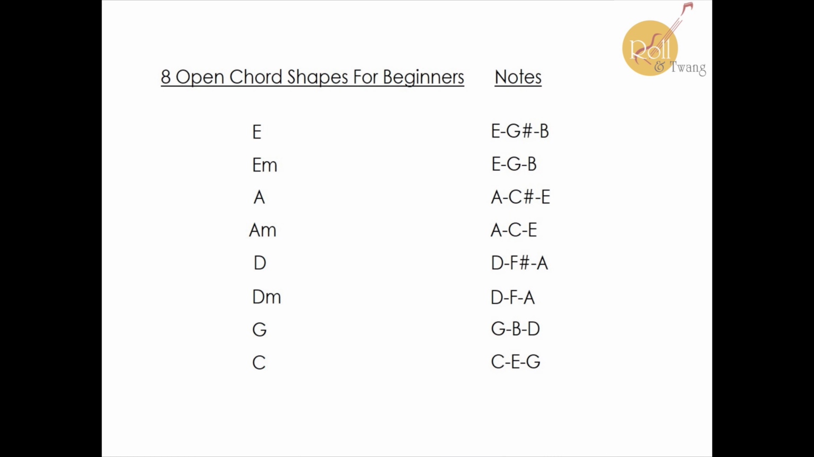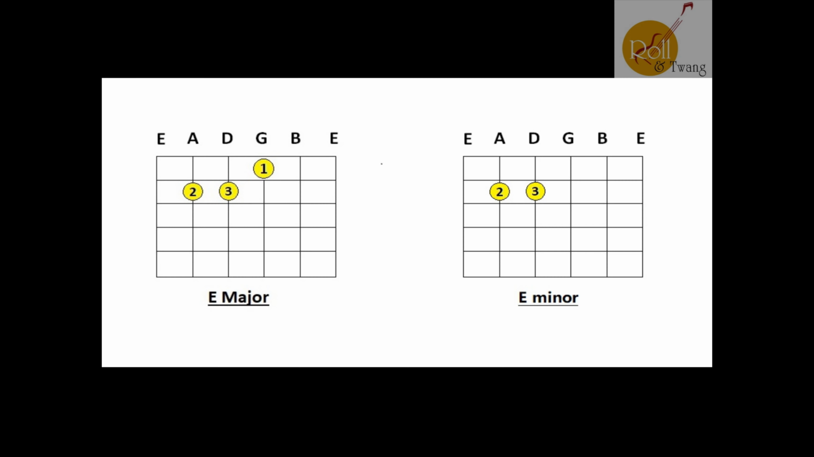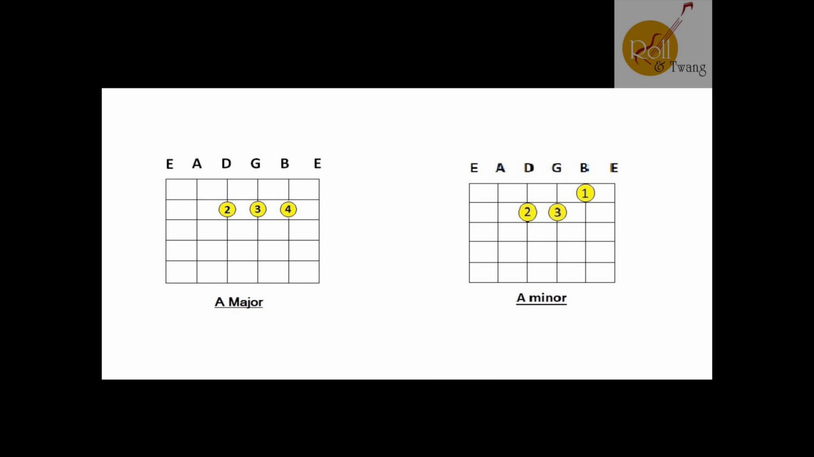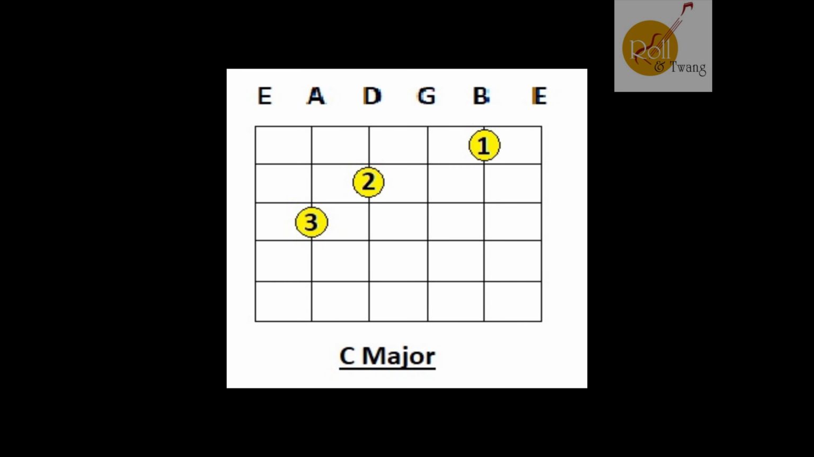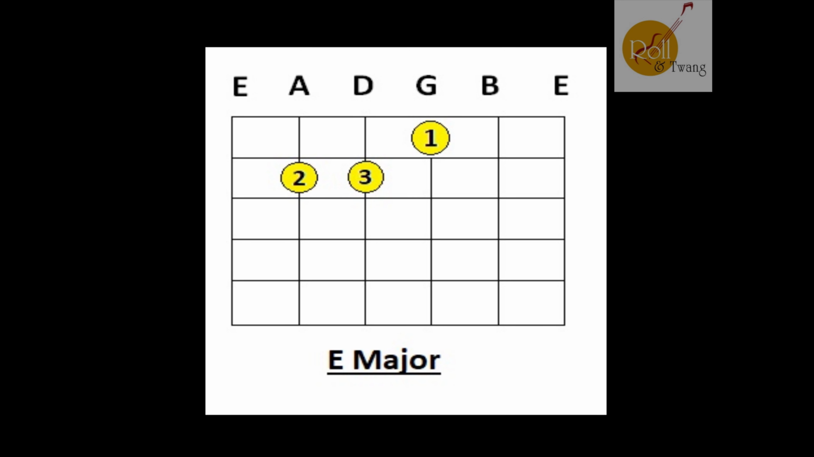In this lesson, we'll learn and understand the notes of the following open chord shapes, which are E major and E minor, A major and A minor, D major and D minor, G major and C major. So the first two chords in the list are E major and E minor. This is the open shape of an E major chord.